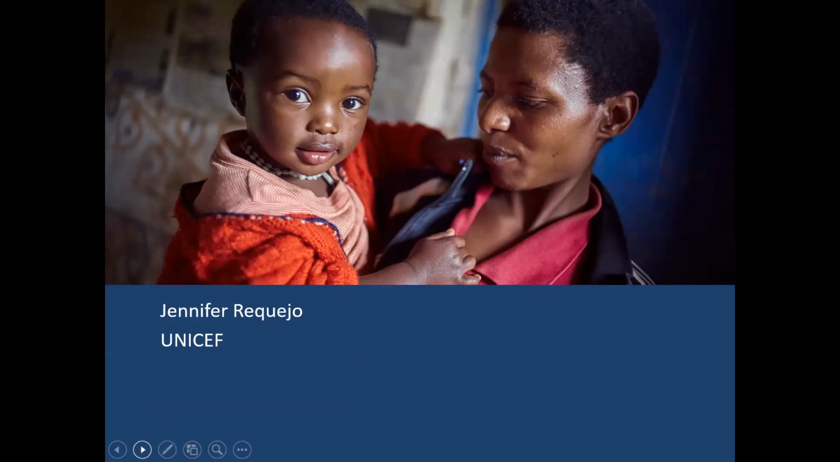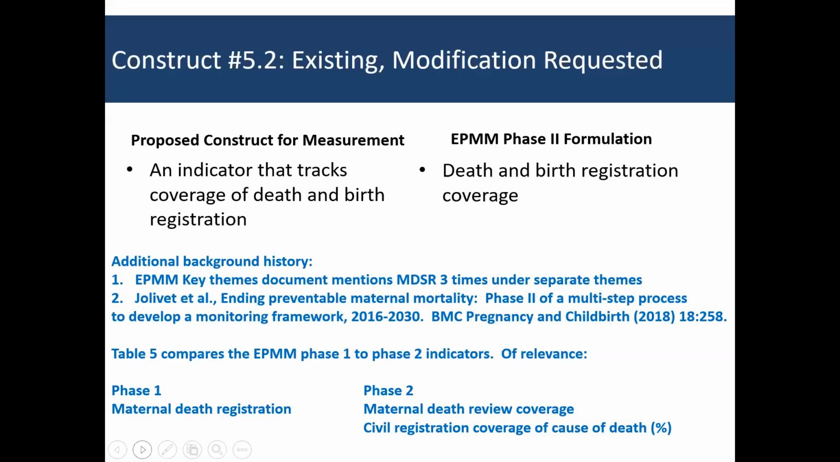I'm going to be speaking to you today about construct number 5.2, for which I am suggesting that there's an existing indicator, but I am requesting some modification to the way in which it's being presented in the EPMM formulation. The proposed construct for measurement is an indicator that tracks coverage of death and birth registration, and the latest formulation of it is death and birth registration coverage.